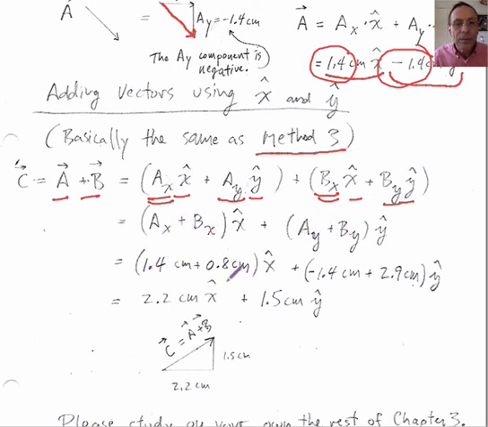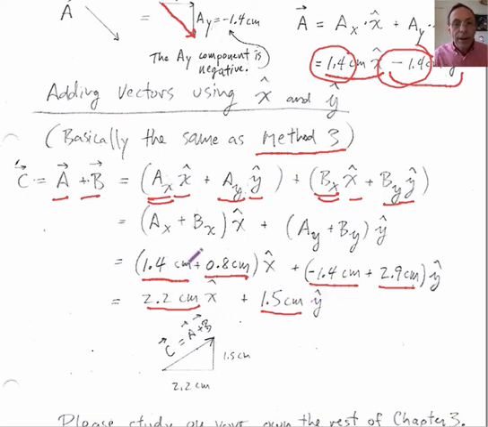Now we add, so now we have the numbers for them. Okay, so a sub x, the x component, was 1.4 centimeters, b sub x was 0.8. And then we're going to add those. So 1.4 plus 0.8 gives us 2.2. And now we're going to do the same thing with the y components. The y component of a was negative 1.4 centimeters. The y component of b was 2.9. We're going to add negative 1.4 plus 2.9, and we get an answer, 1.5 centimeters times y hat.